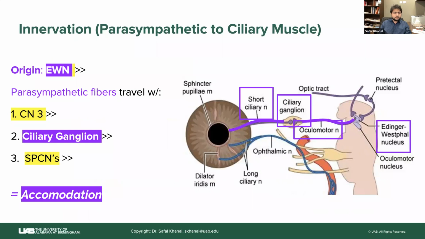The innervation to the ciliary muscle is from the autonomic nervous system, the parasympathetic pathway. These fibers originate from the Edinger-Westphal nucleus, and then they travel along with the third cranial nerve, the oculomotor nerve, through the ciliary ganglion, along with the short ciliary nerves, and then they innervate the ciliary muscle, which when it contracts, gives rise to an accommodated lens, or a more rounded shape of the lens, and helps in near focus.